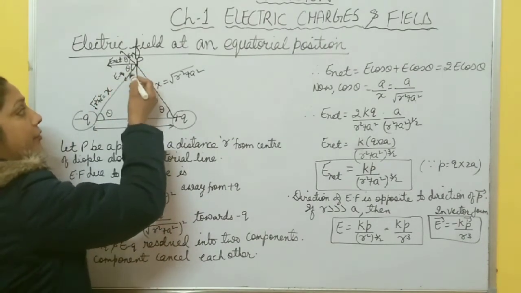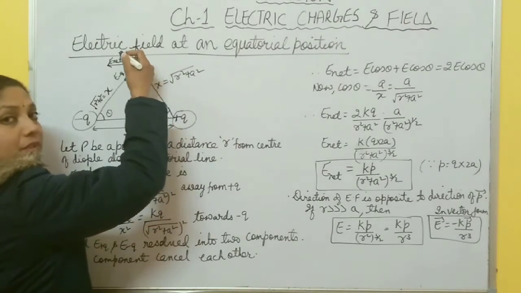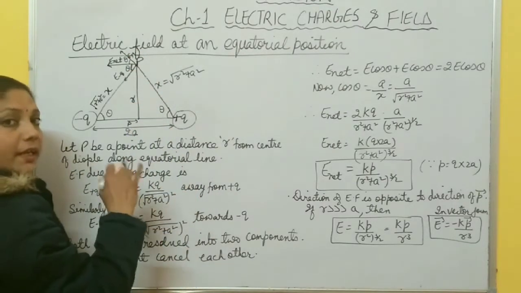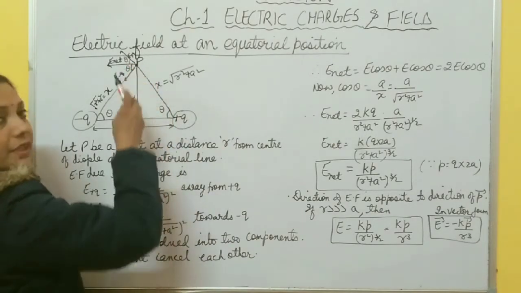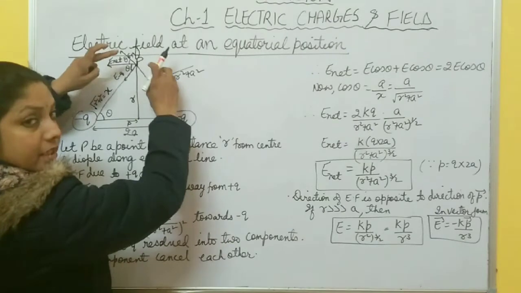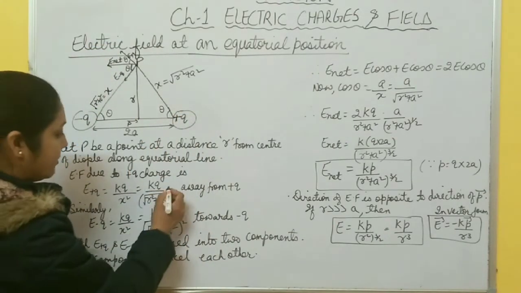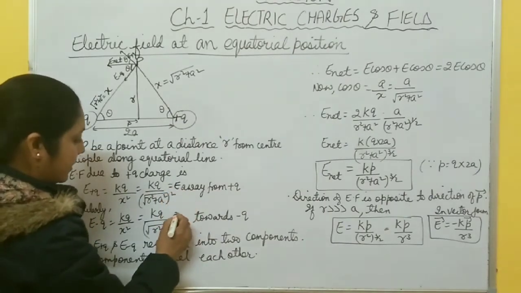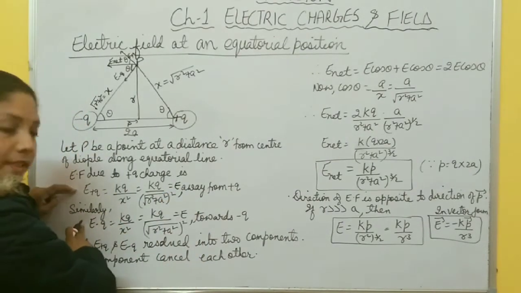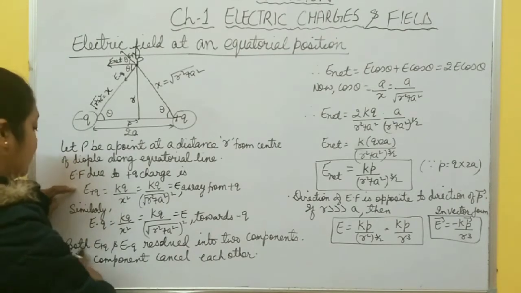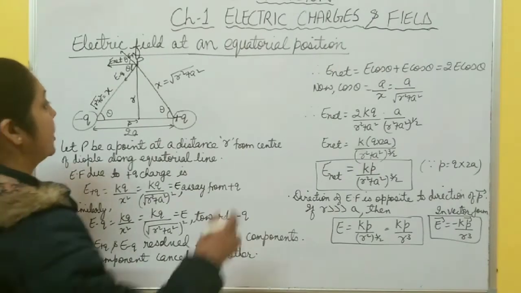So this electric field has two components, sine and cos, and this electric field due to plus Q also has two components, sine and cos. But you know, magnitude of the two fields is the same because both are at the same distance and magnitude of charge is the same. So both magnitudes are the same. Suppose this is also E and this one is also E. Magnitude of both the fields is the same but direction is different. So resolve this into two components. Sine components cancel each other.